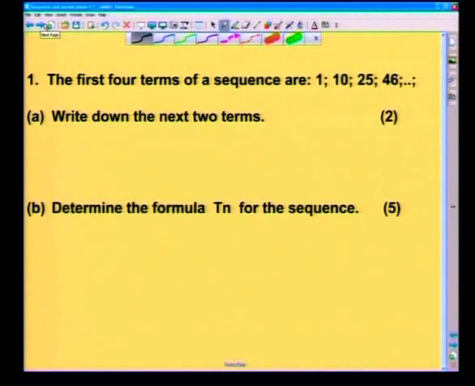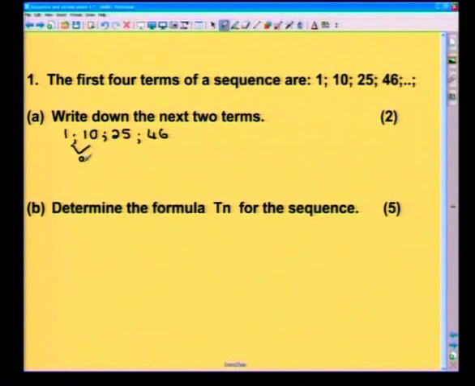Okay, it tells me the first 4 terms of a sequence are 1, 10, 25, 46, etc. Write down the next 2 terms. So let's have a look. We've got 1, 10, 25, 46. So let's see what's going on. If I'm moving from 1 to 10, I'm adding 9. If I'm moving from 10 to 25, I'm adding 15. And if I'm going from 25 to 46, I'm going to get 21. Now, we can't see any pattern yet, so let's look at the next difference. From 9 to 15 is 6. From 15 to 21 is 6.